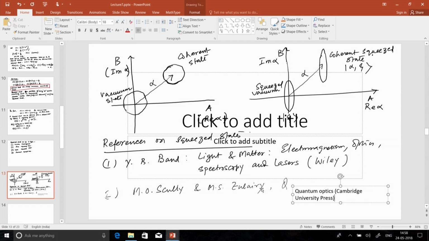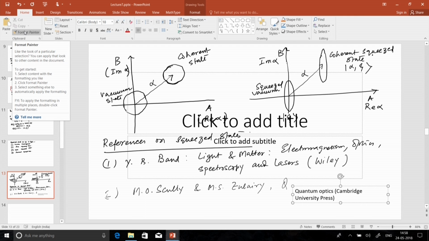Okay. So, these are some of the references on the squeezed and the coherent states, which you may want to look at, and we will move on to another topic.